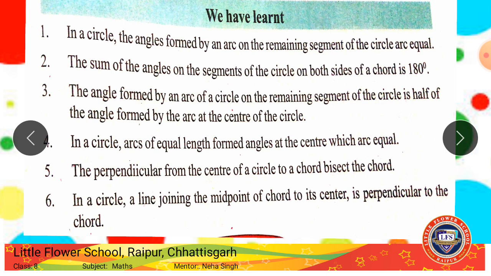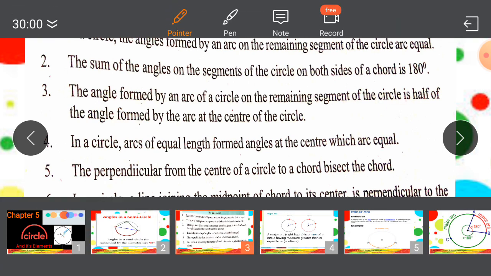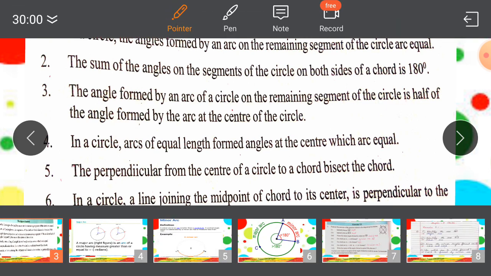And the angle formed on the remaining circle will be half of this. We'll clear it in the next exercise, next video, when we are solving, right? In a circle, arcs of equal lengths. After these notes we will cover the rest in the next video when we will be starting that exercise.